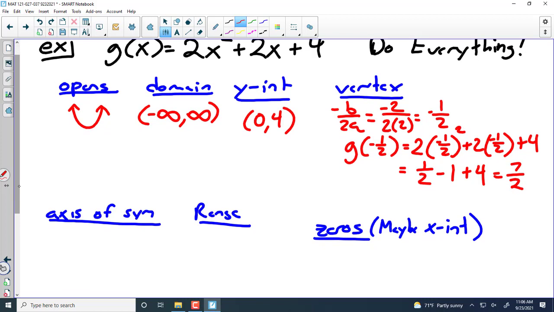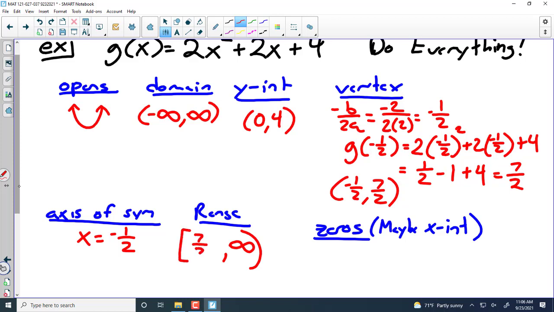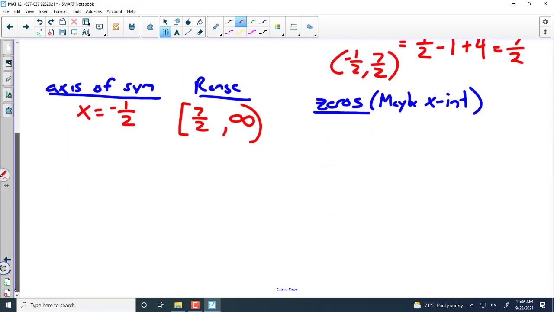Once we have our vertex, which is going to be negative 1/2, 7/2, what do we get for free? The axis of symmetry. Yeah, it's just going to be x equals negative 1/2. We also get the range for free. This thing goes up to infinity. And the lowest y value it ever gets to is 7/2. Now I want you to think about this for a second, everyone. Before I find the zeros, I want to show you something.